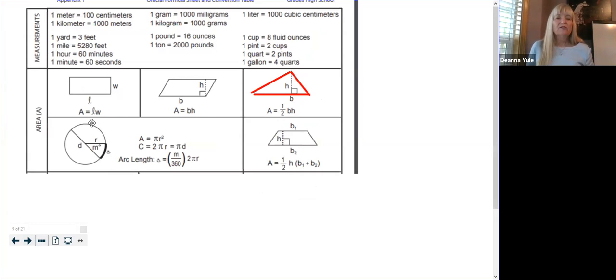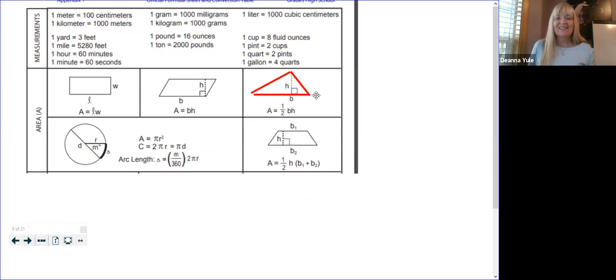And then here are the two-dimensional figures. Again, you will have the formulas. So I have a rectangle, a parallelogram. On my sheet, you can see I drew a red triangle, because somehow on the printer, the triangle did not print out.